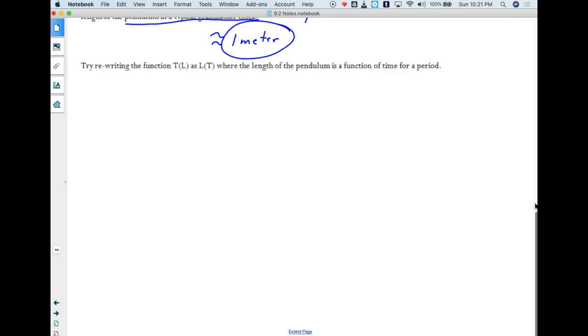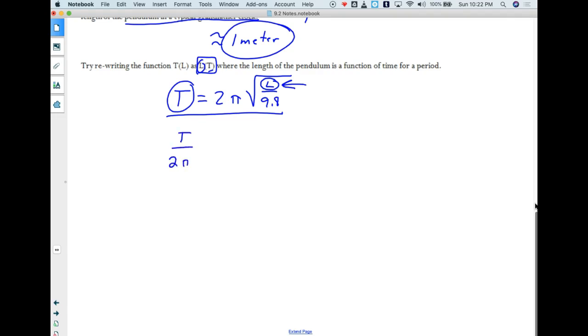Now, rewriting the function T of L as L of T, where the length of the pendulum is a function of time for a period. Right now, time equals 2 pi times the square root of L over 9.8. Notice this didn't ask me to find the inverse function. Right now this is time in terms of length. They just want me to rewrite it as length in terms of time, which means solving this equation for L. I'm going to divide by 2 pi first, and have T over 2 pi equals the square root of L over 9.8.